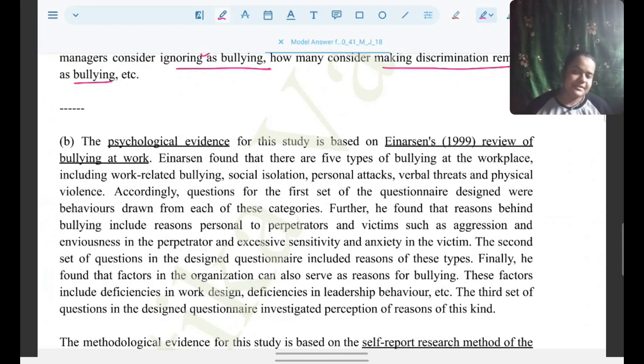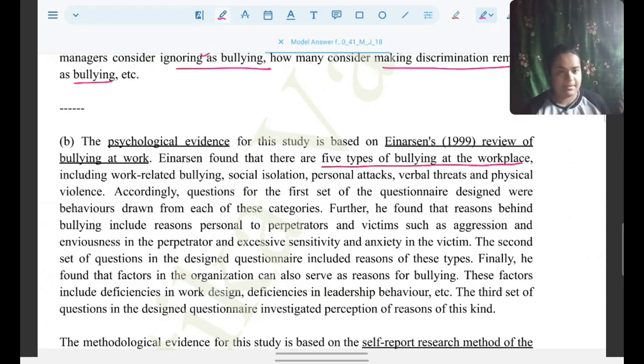So in 1999, he presented a review study of bullying at work. That is from where we have based our study in part A. So here we are just firstly making it very clear to the examiner that we know what we are talking about. The researcher found that there are 5 types of bullying at the workplace.